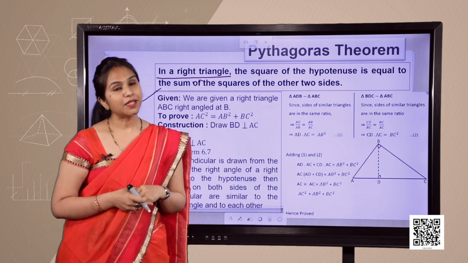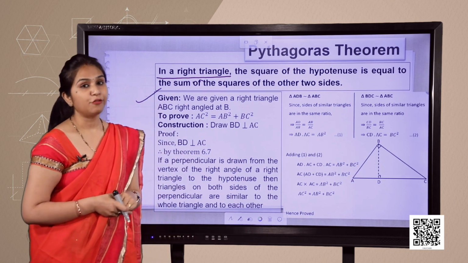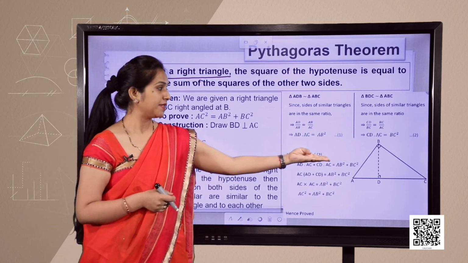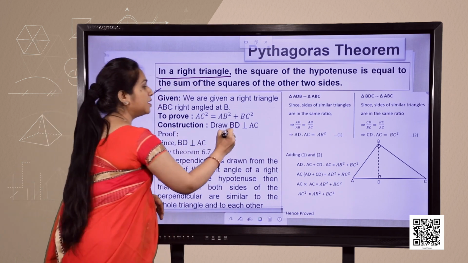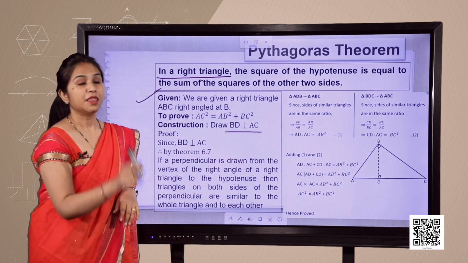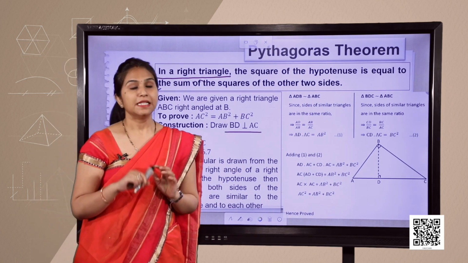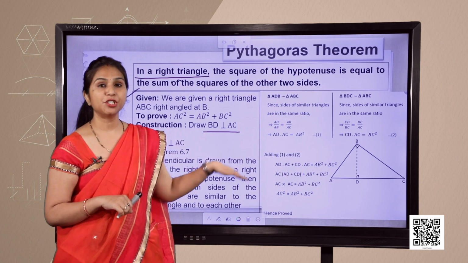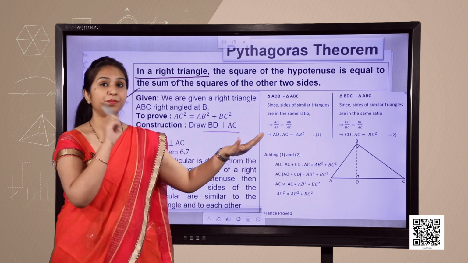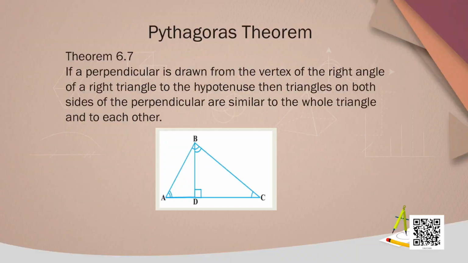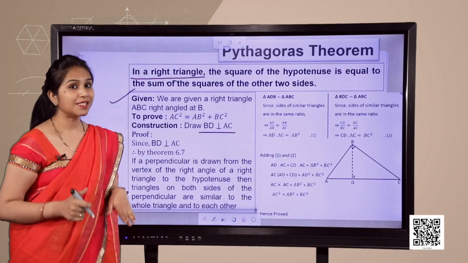Now, children, we are doing one construction here. From vertex B, we are making a perpendicular to the hypotenuse, that is AC. So, draw BD perpendicular to AC. Now, since we are going to start with the proof, it is given to you that BD is perpendicular to AC, and just in the previous session we have discussed, when a perpendicular is drawn from a vertex to the longest side, then that perpendicular divides the whole triangle into two triangles, and both the triangles are similar to each other and they are similar to the whole triangle. So, use this concept here.